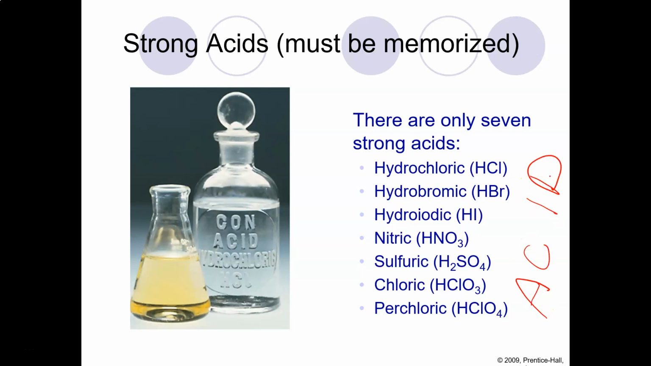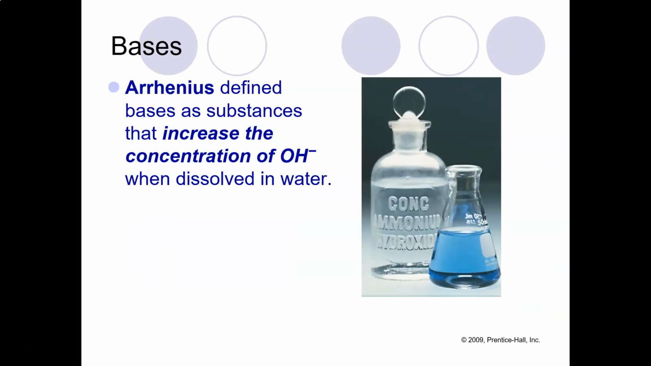It's hydrochloric acid, hydrobromic acid, hydroiodic acid, nitric acid, sulfuric acid, chloric acid, and perchloric acid are the 7 strong acids. Okay, I do not have a list of all of the weak acids. All of the weak acids are anything that starts with hydrogen that are not these 7. So that's why it's important for us to know the 7 strong acids, so you can recognize the weak acids by process of elimination. Okay, so let's look at bases.